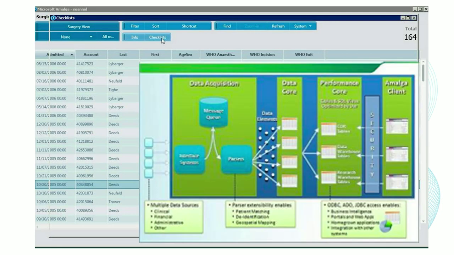And so this is a pretty complicated product. It required a lot of engineering resources. As you can imagine, hospital databases are hard to work with. Many of you know that, et cetera.